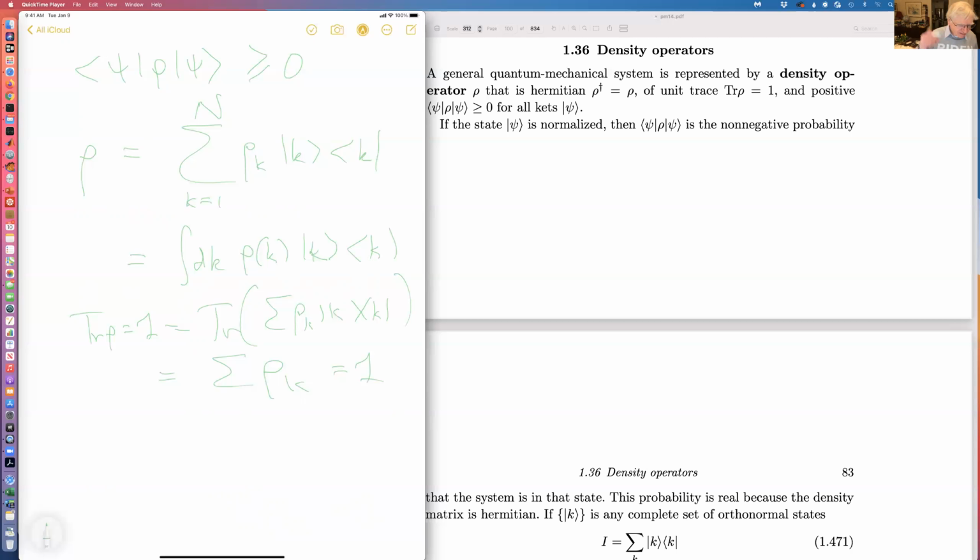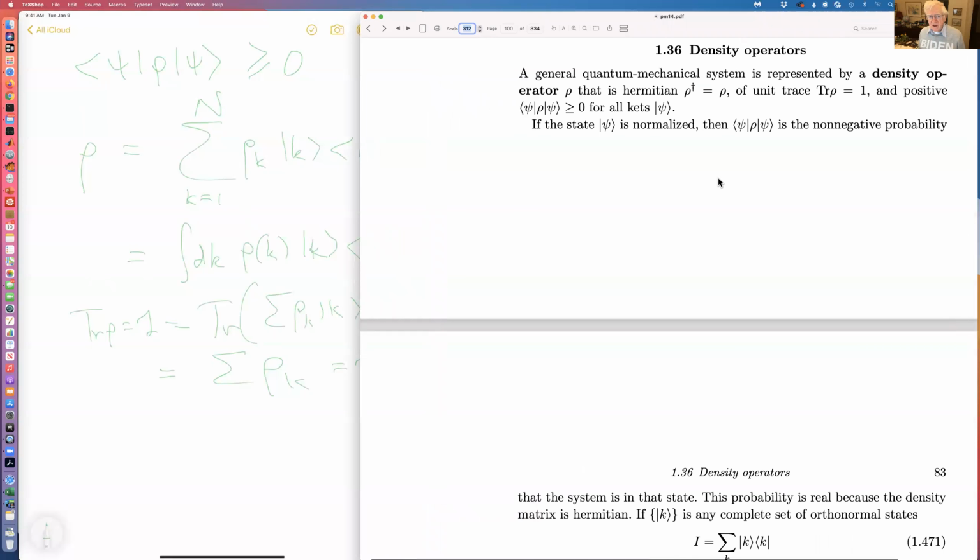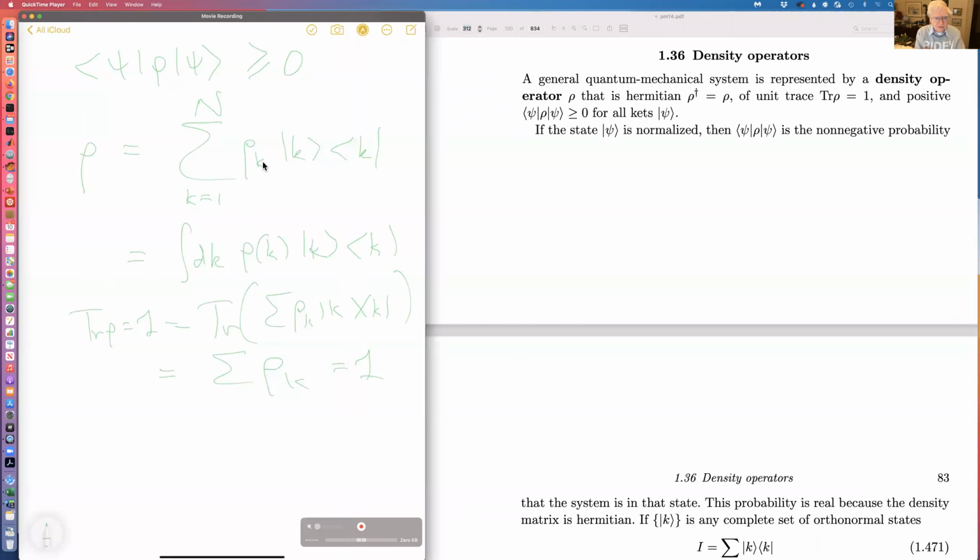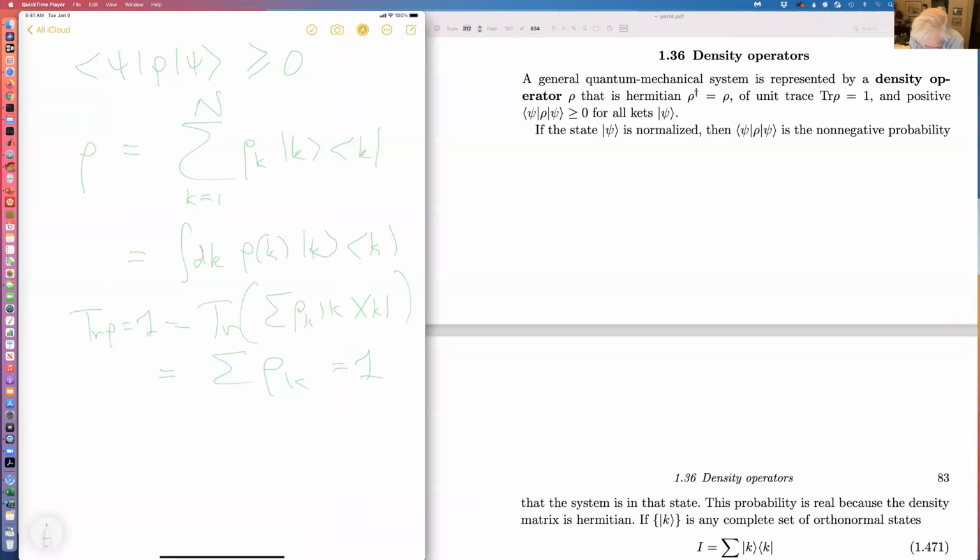Steven Weinberg wrote a paper not that long ago in which he was suggesting that in fact we should do quantum mechanics exclusively in terms of density operators. And of course, Weinberg being one of the very top physicists of our time, that's something we should think about.